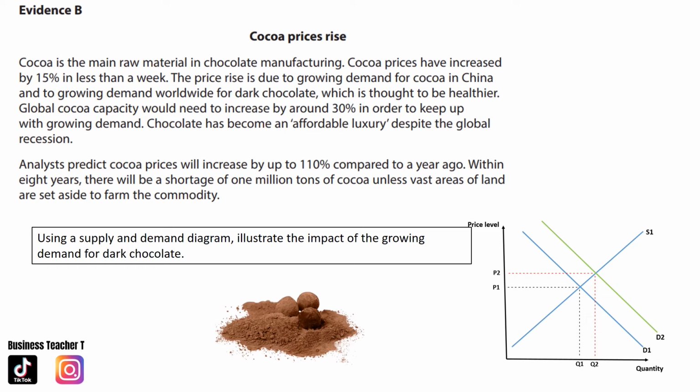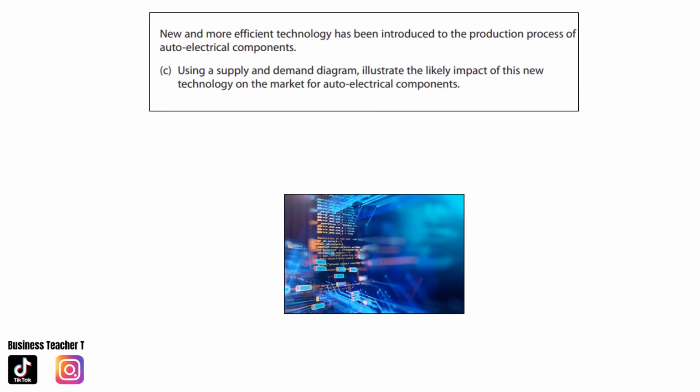On to the next one. Our next question: new and more efficient technology has been introduced to the production process of auto electrical components. Using a supply and demand diagram, illustrate the likely impact of this new technology on the market for auto electrical components.